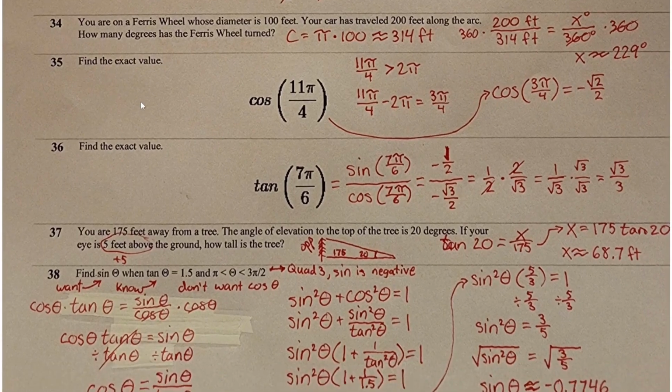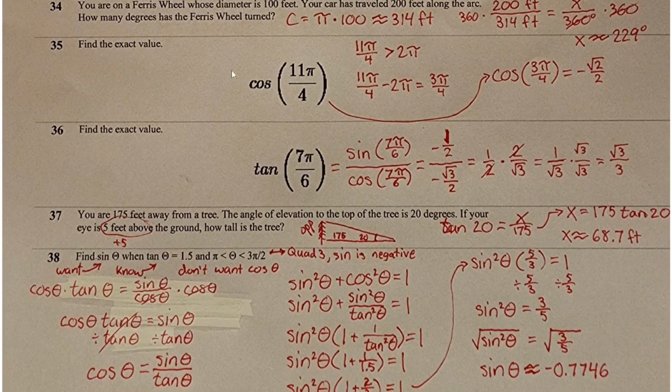Moving on to number 35. Find the exact value of cosine of 11 pi over 4. I wrote that 11 pi over 4 is greater than 2 pi. The only reason I said that is that it means this is all the way around the circle and then some. So this is actually not on the unit circle.